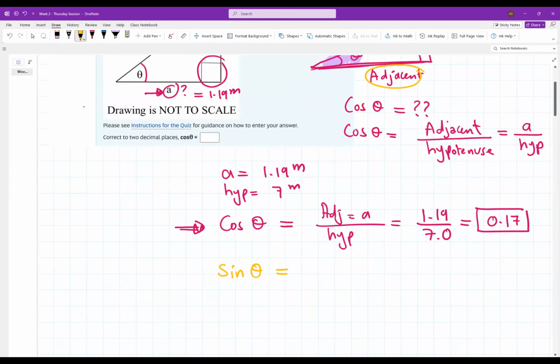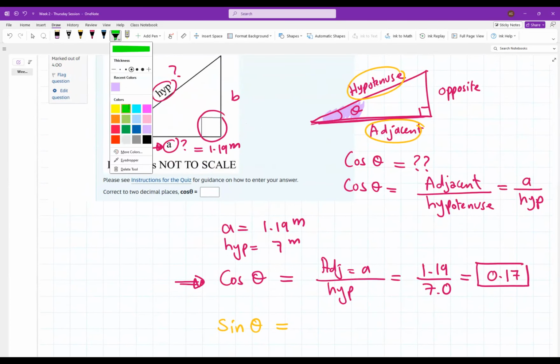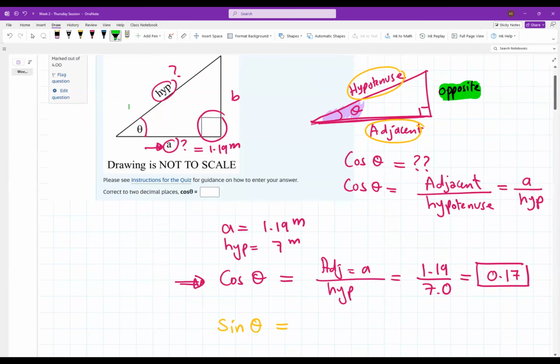Okay, so another one, not required in this example, but just to practice. What is sine theta? Sine theta will be the opposite of the angle over the hypotenuse, right? Yeah, thank you, Camilo. So it will be B over the hypotenuse.